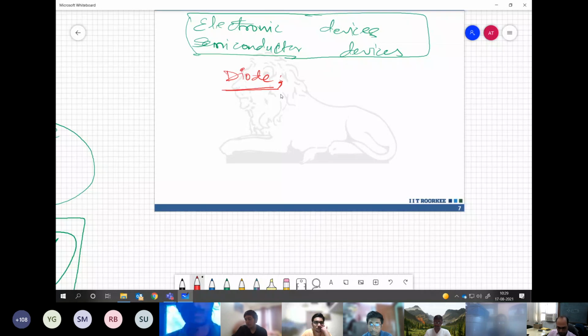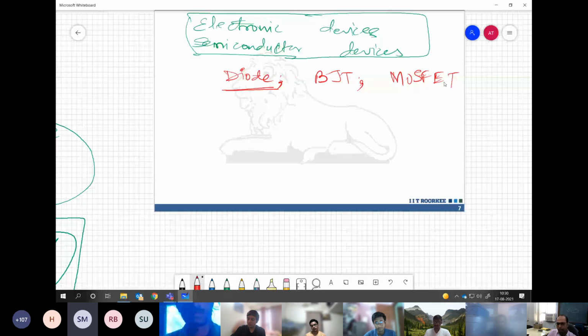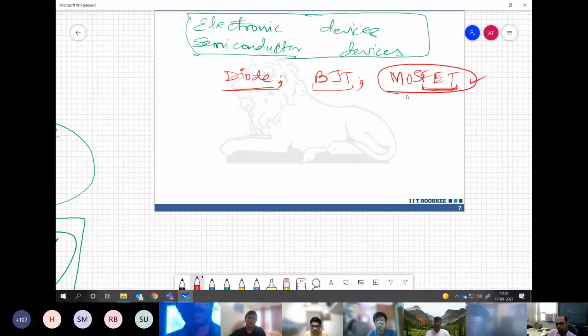Then what next? LEDs. No, LED is again a diode itself. BJTs. Yes, that is bipolar junction transistor. What else? FETs. MOSFET. Yes, MOSFET, so field effect transistor and metal oxide semiconductor, whatever you want to call it. But essentially, this is the keyword, field effect transistor. So there is some difference between bipolar junction transistor and field effect transistor. We will see. There are some more, but for digital electronic circuits, these three are more important.